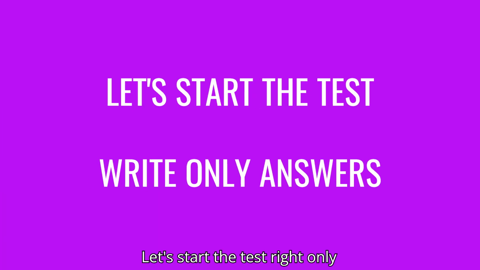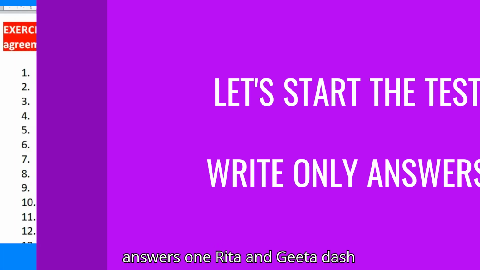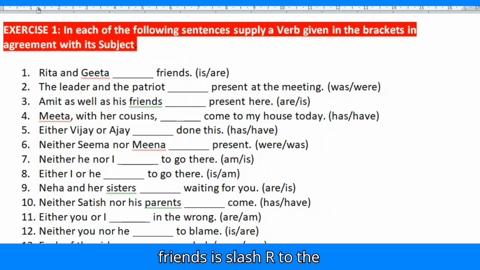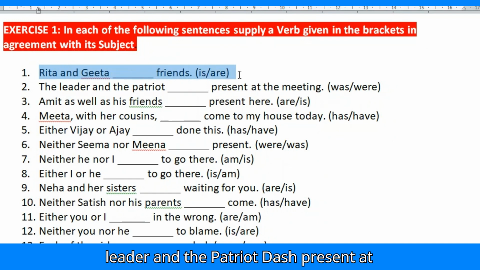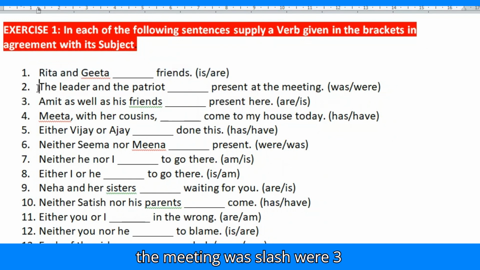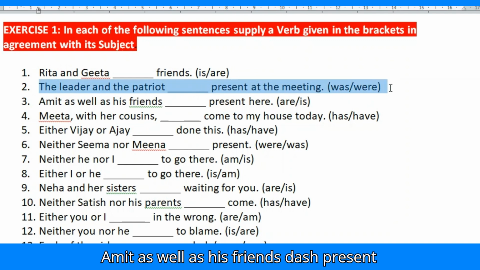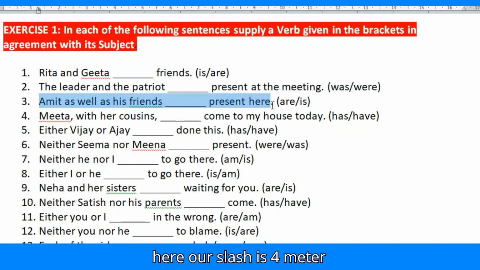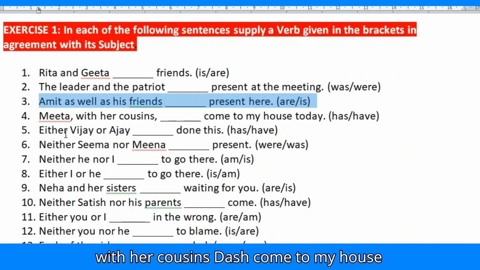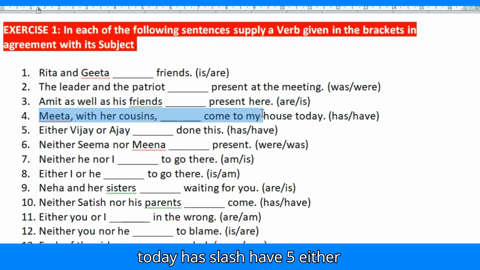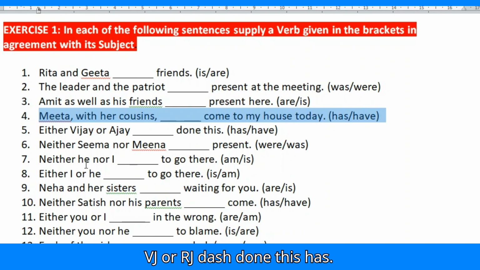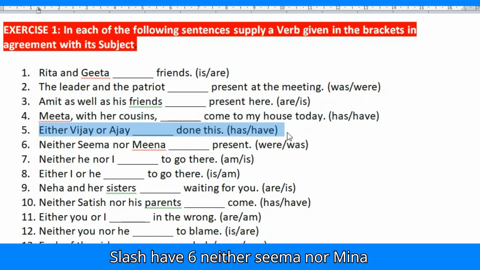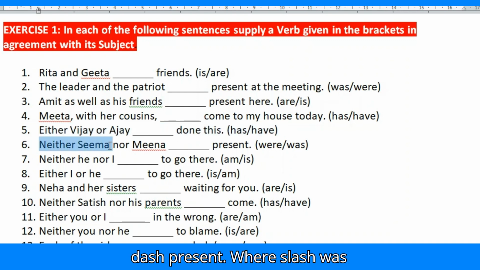Let's start the test. Write only answers. 1. Rita and Geeta friends. Is/are. 2. The leader and the patriot present at the meeting. Was/were. 3. Amit as well as his friends present here. Are/is. 4. Meeta with her cousins come to my house today. Has/have. 5. Either Vijay or Ajay done this. Has/have. 6. Neither Seema nor Meena present.